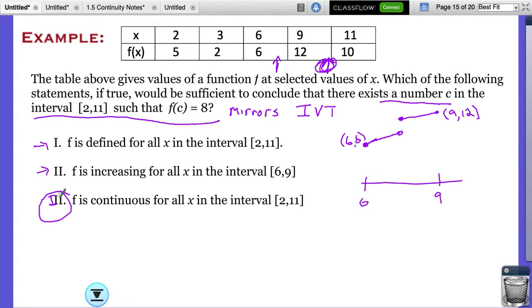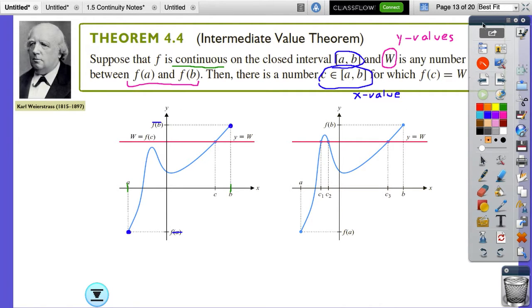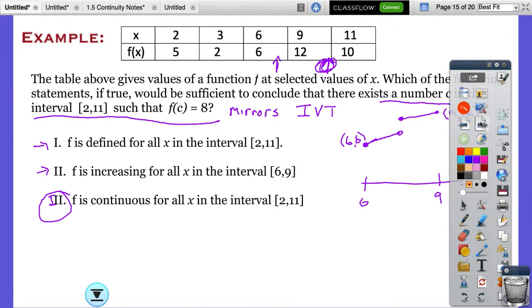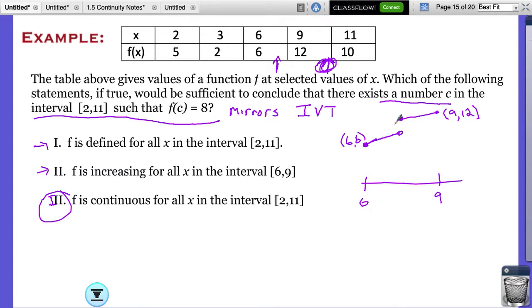Left an i off. All right, f needs to be continuous. If you really know your theorem well, from a couple of slides ago, I even underlined it there, f has to be continuous for the intermediate value theorem to apply. So knowing that theorem like the back of your hand is really, really helpful. If something is continuous, then I have to pass through 8. If it's not continuous, then it's not necessarily true. So that would be a sufficient condition.